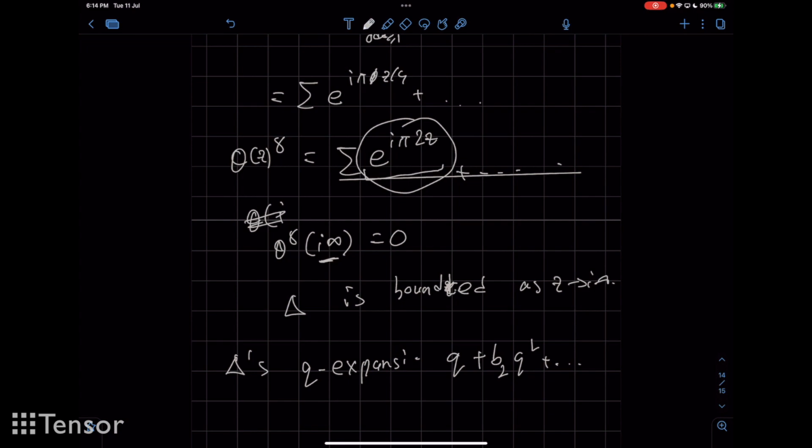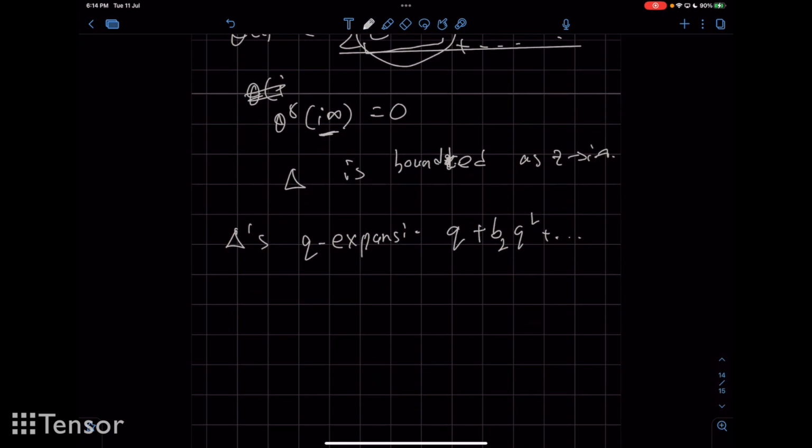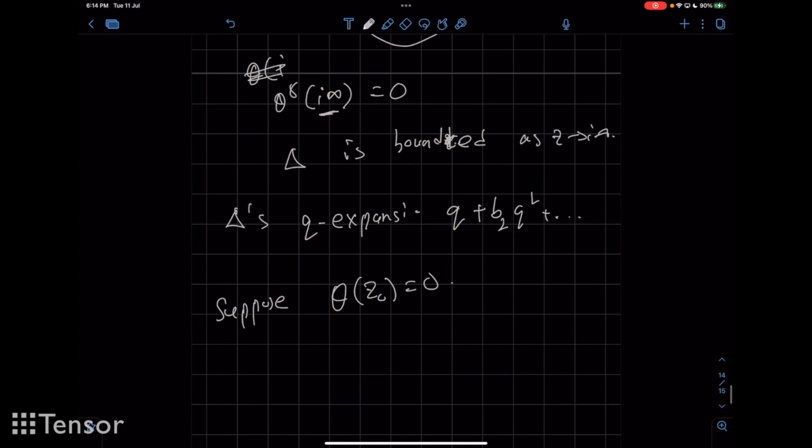Okay, now we just need to prove that delta is not vanishing. For that, it suffices to show that theta is not vanishing, right? So suppose theta of z naught is 0. We're trying to get a contradiction. If it's 0, then without loss of generality we can say that z naught is in the fundamental domain. Why? Because if theta of z naught is 0, then we can take an SL2 transformation of z naught and still get another point that also becomes 0 under theta. So without loss of generality, z naught is in the fundamental domain.